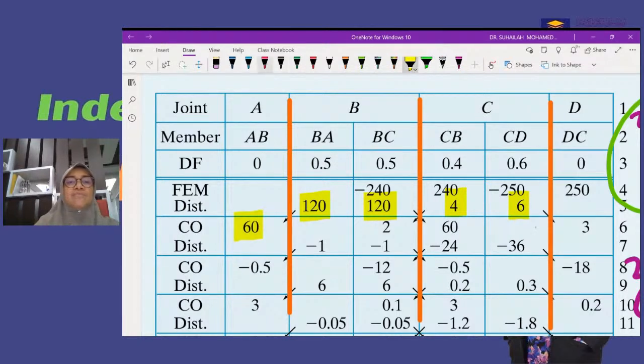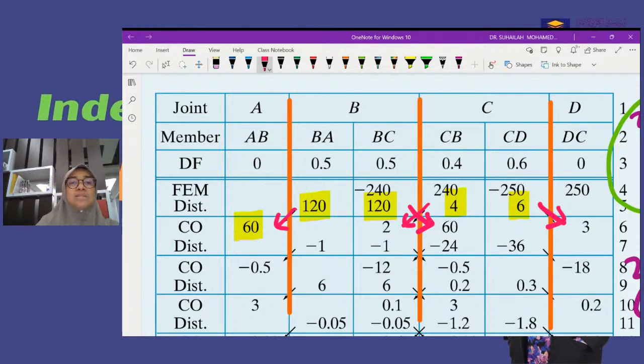So that's why we get 60, because we carry the value from B to A and from B to C. It remains the same because the factor is 0.5. And then for C, we have to carry to B and to D. So 4 carried to B is 2 and 6 carried to D is 3. So we get 60, 2, 60 and 3.